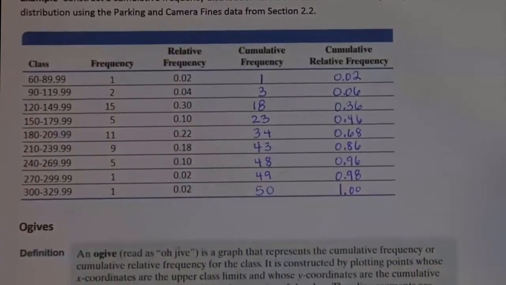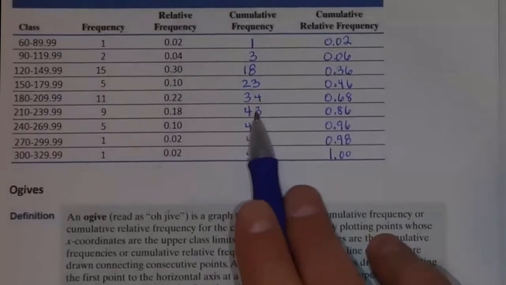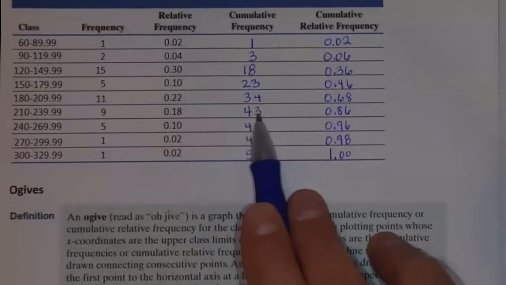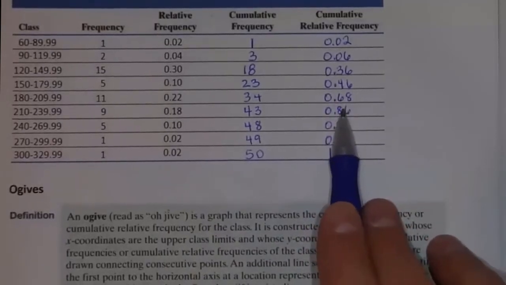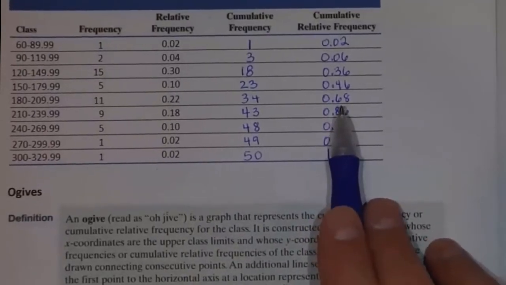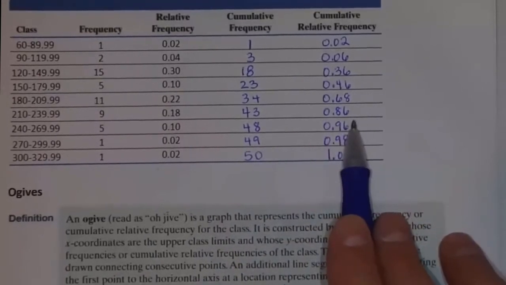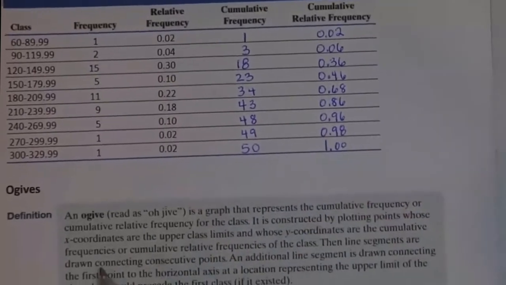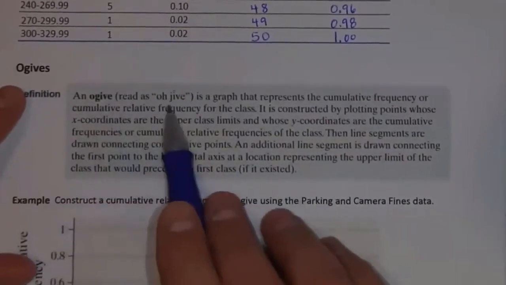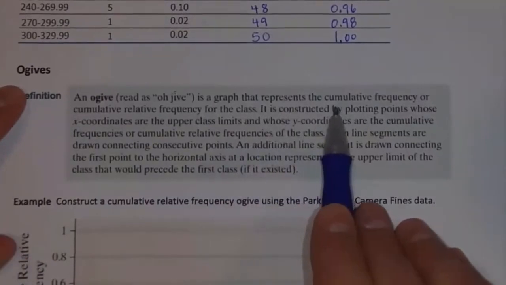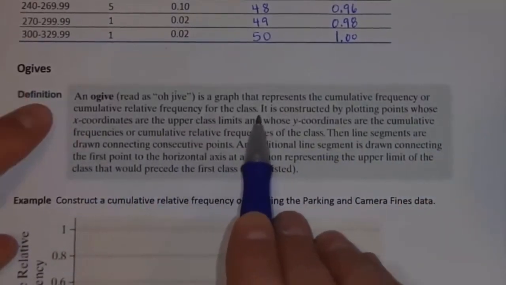Now, so we have the distributions. We can create graphs of those distributions. So we can create a graph of the cumulative frequency distribution, or we can create a graph of the cumulative relative frequency distribution. And the graph that we will usually use for the cumulative frequency or the cumulative relative frequency distributions is called an ogive. So an ogive is a graph that represents the cumulative frequency or cumulative relative frequency for the class.